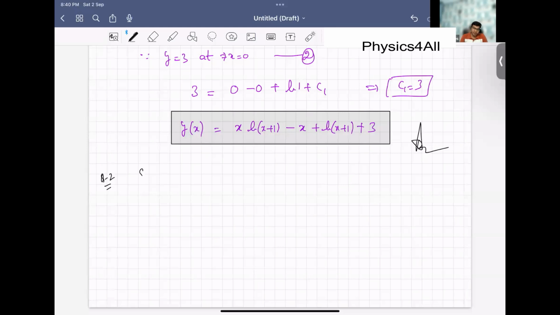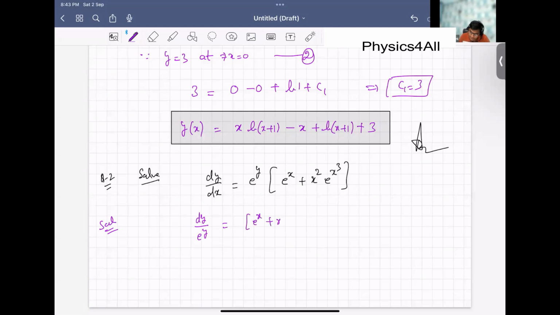Suppose you have the problem, you have to solve something of this kind. So you see, it looks clumsy at first sight, but believe me, you can solve it by variable separable. And let me do it for you. e to the power x, x square, e to the power x cube dx.